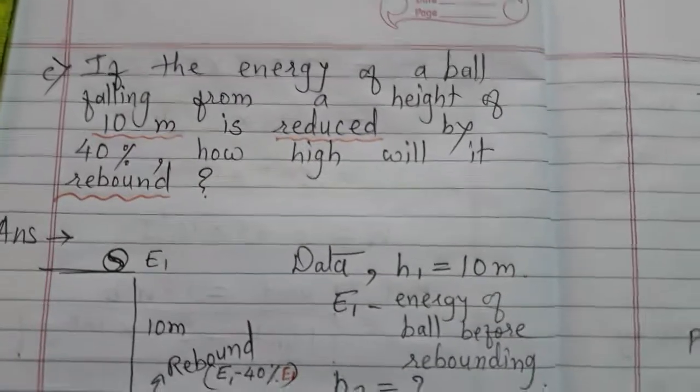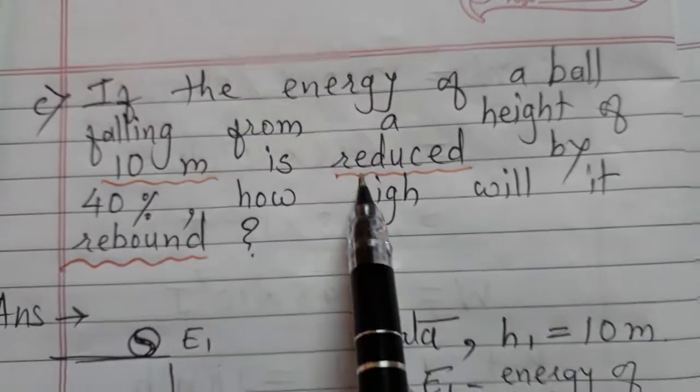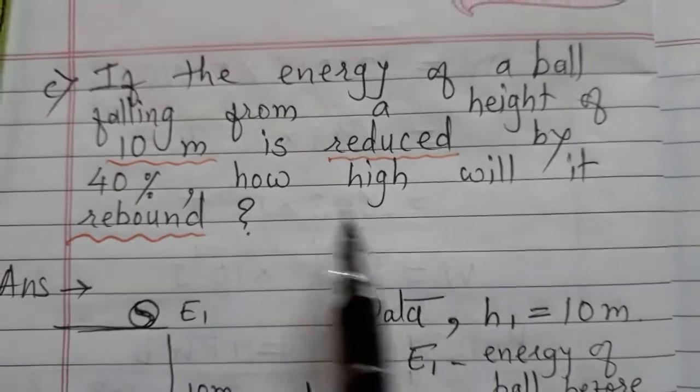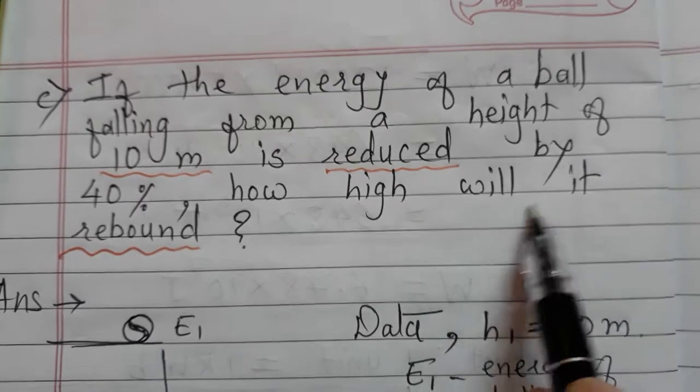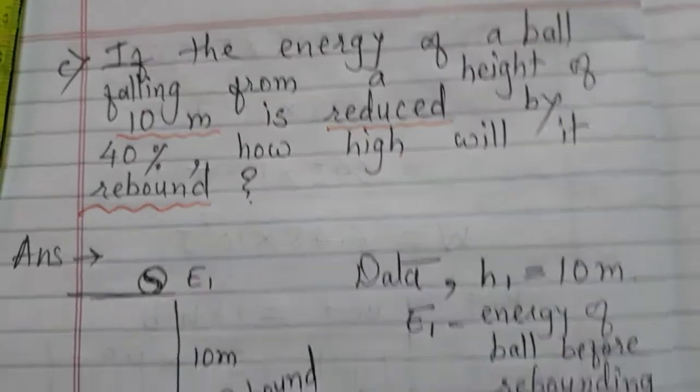Question number 5C. If the energy of a ball falling from a height of 10 meter is reduced by 40%, how much high will it rebound? Rebound means the ball falls down and again it bounces back.